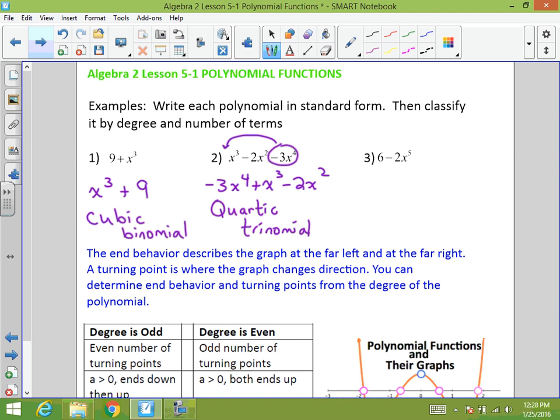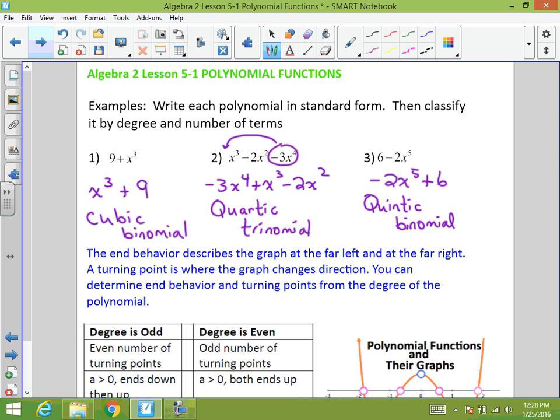Number 3 here, 6 minus 2x to the 5th. Negative 2x to the 5th plus 6 would be in standard form. It is 2 terms, so it's a binomial. It's to the 5th degree, so it's quintic. So this is a quintic binomial.